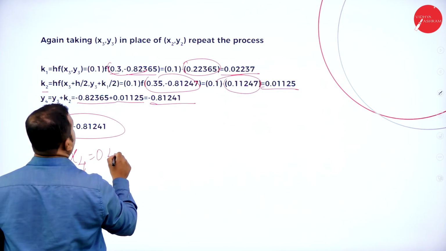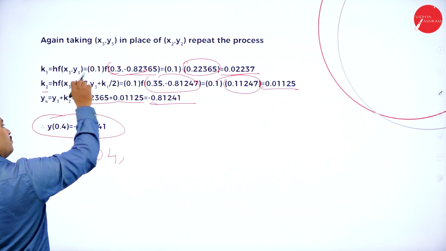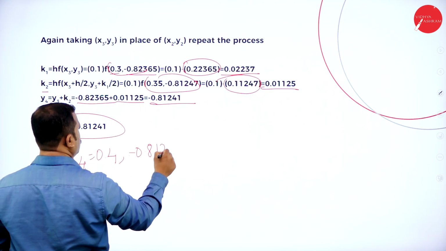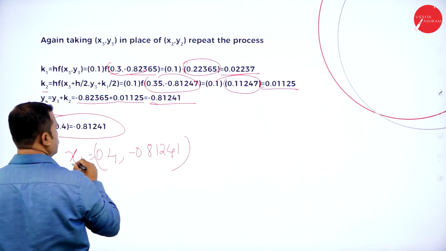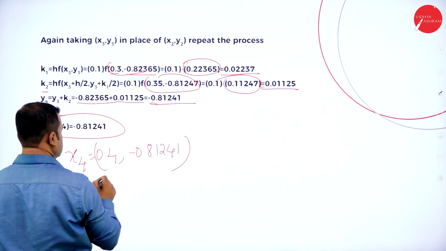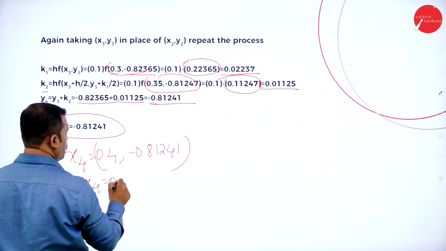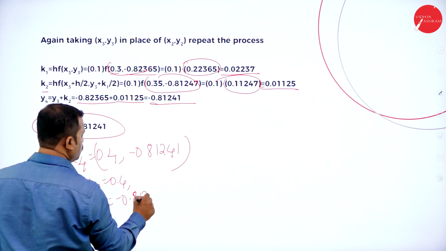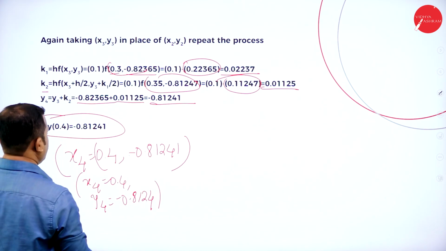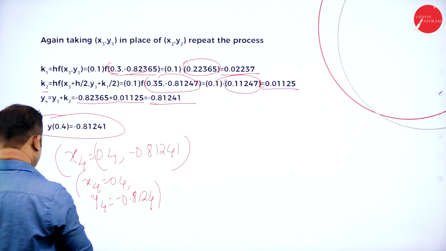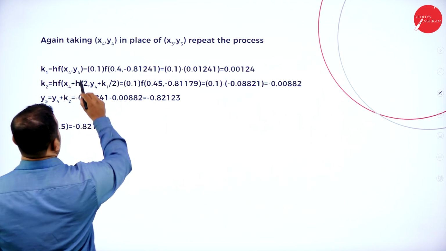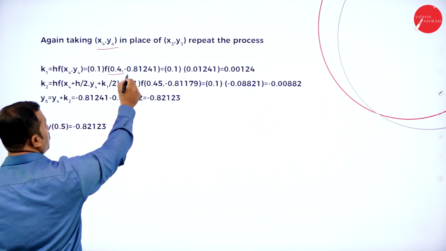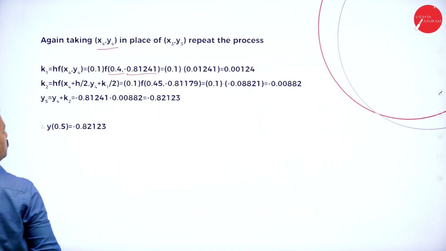X4 is equal to 0.4, that is 0.3 plus 0.1, step size h, comma, minus 0.81241. This is used there. This is the value of this. That means X4 equal to 0.4, Y4 is equal to minus 0.8124. That is the value of X4 and Y4. Now we have got the next X5 and Y5 is taking the values from X4 and Y4. What is X4? That is 0.4. Y4 is what? Minus 0.81241.